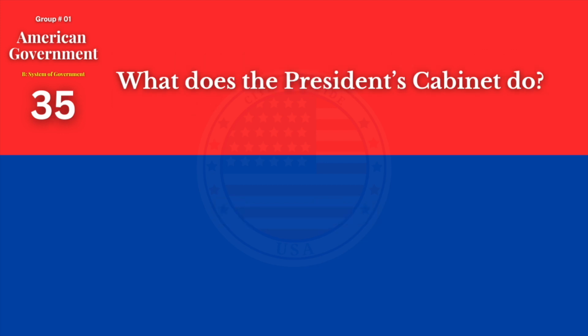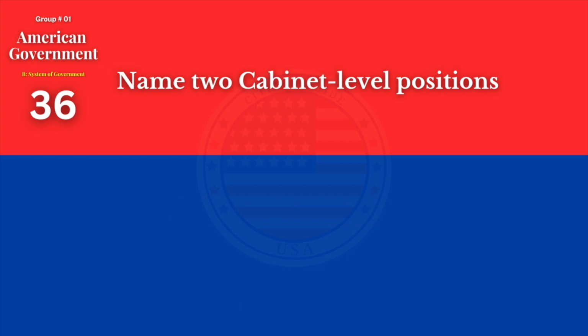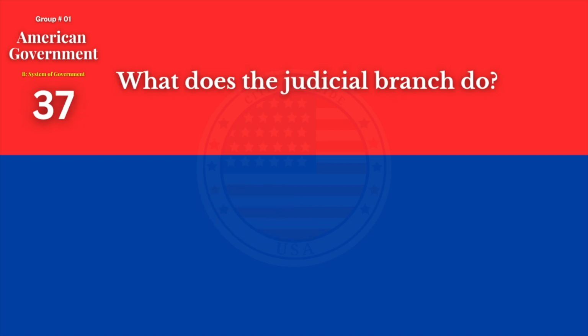What does the President's cabinet do? Advises the President. Name 2 cabinet-level positions. Secretary of Defense. Secretary of Education. What does the judicial branch do?